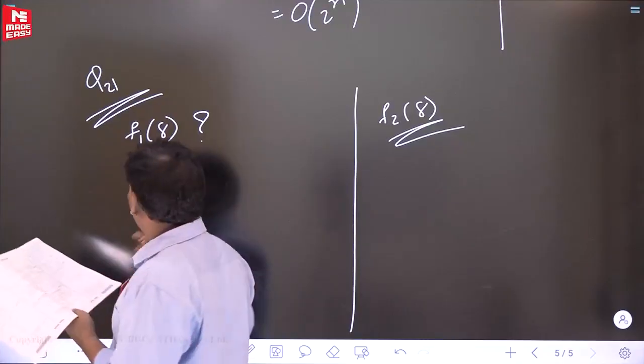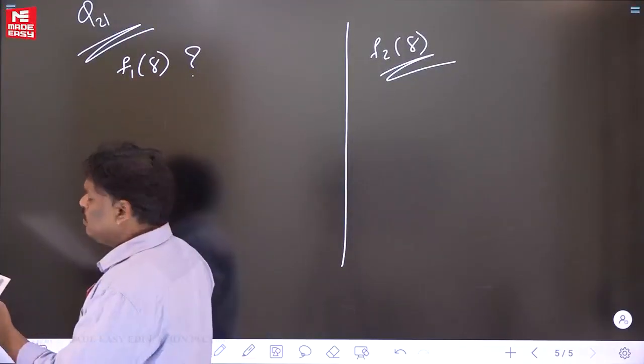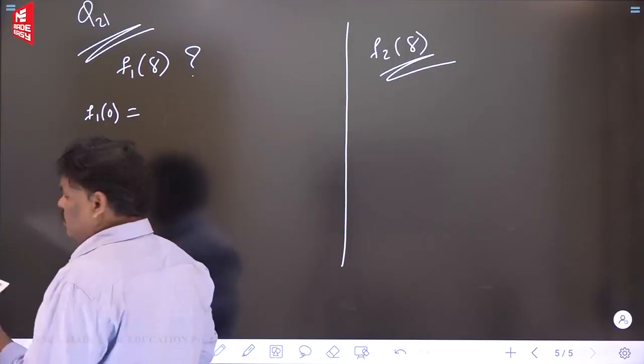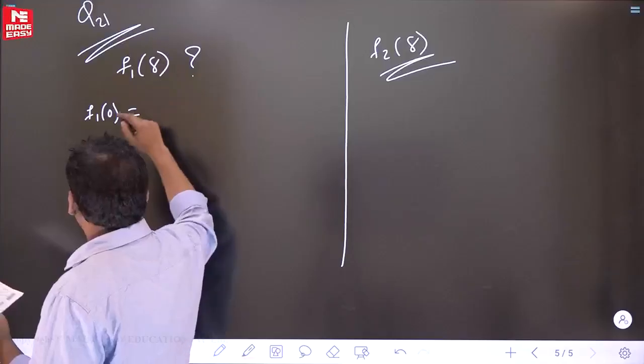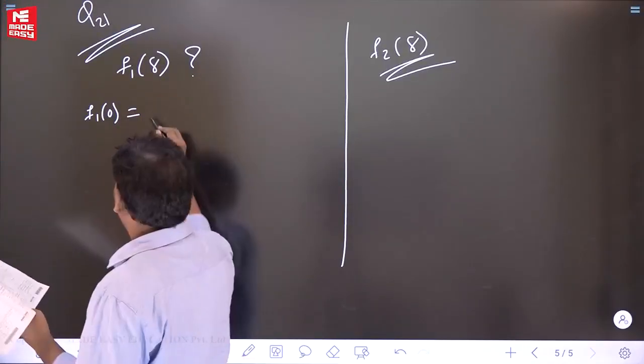It is a recursive program. If you want to find out the value of a recursive program, I think you can do it like this. Let's check here. What is the f1 of 0? f1 of 8 is my goal, it's okay. What is the f1 of 0 value? f1 of 0 is 0.